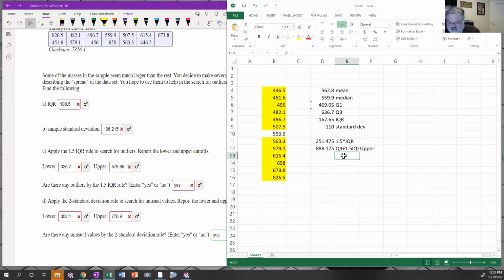The lower is going to be that Q1 minus that 1.5 IQR. Keyboard's not in a very handy spot while I do this. So equals Q1 minus the 1.5 IQR. And that gives us the lower.